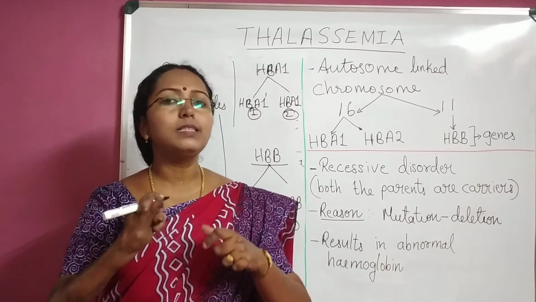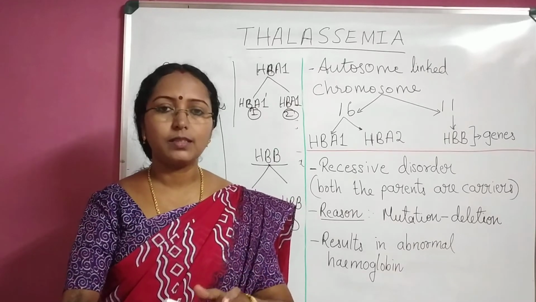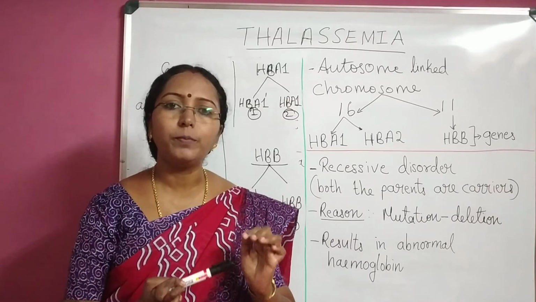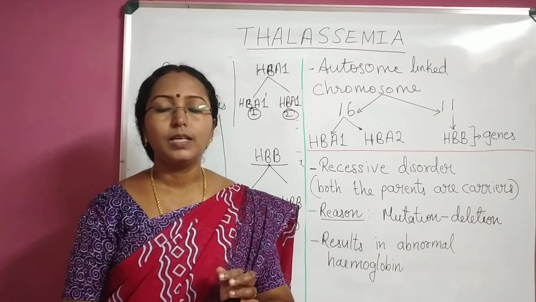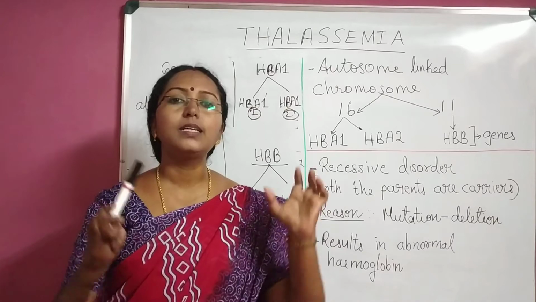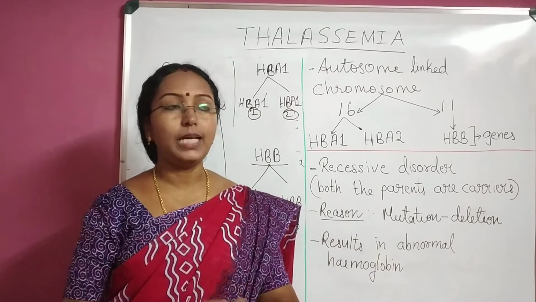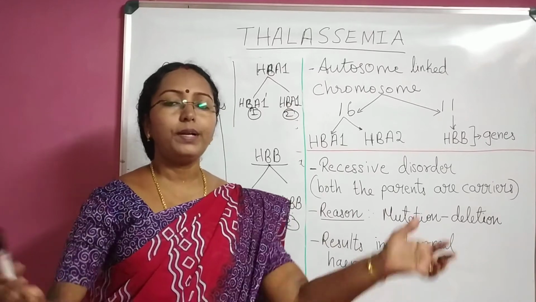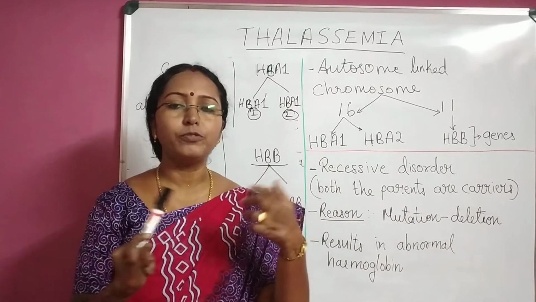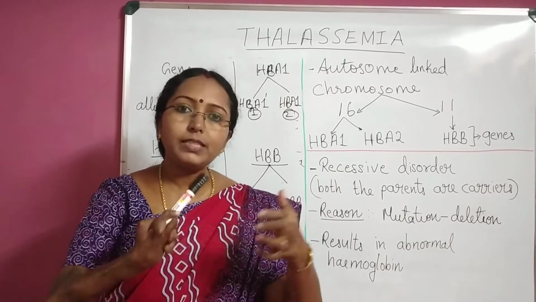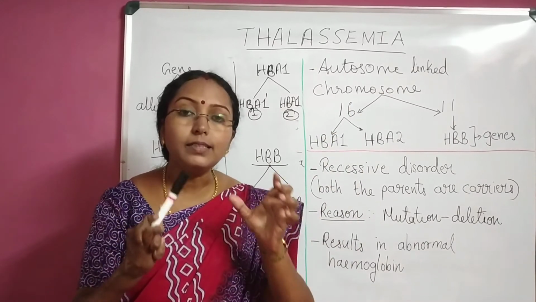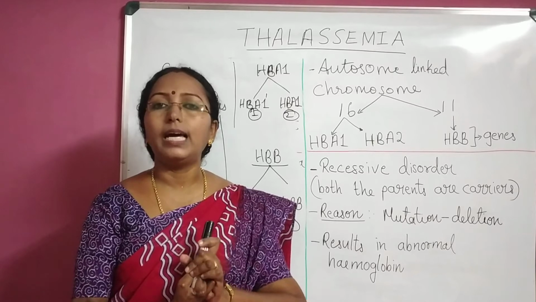Only if all the 6 alleles are having the defect or mutation, the person will get the disease thalassemia. That is why it is written as a recessive disorder. Whatever alleles the offspring is getting from his parents are defective. In that case only the person will get thalassemia.